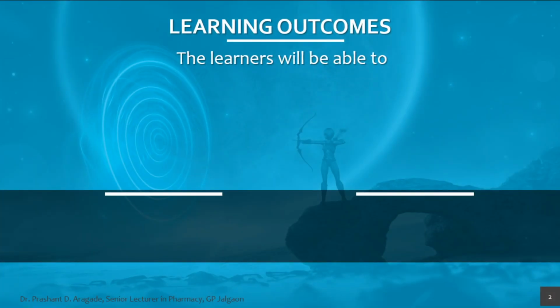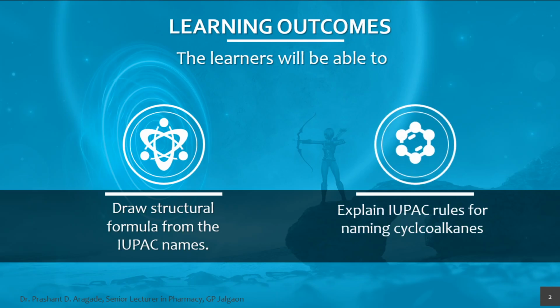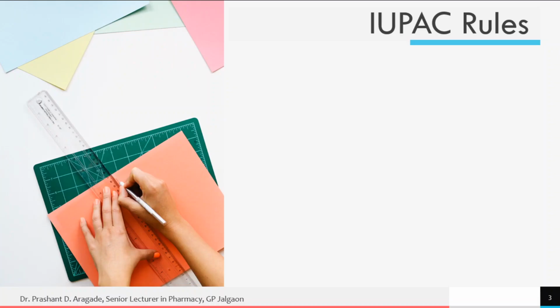The learning outcomes for this video lecture are that the learners will be able to draw the structural formula from the IUPAC names and explain IUPAC rules for naming cycloalkanes. So let's revise the IUPAC rules for naming the alkanes.